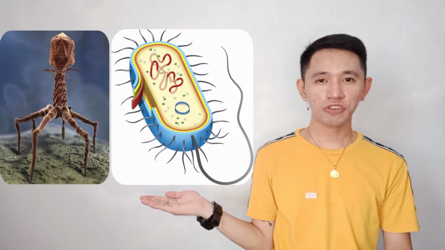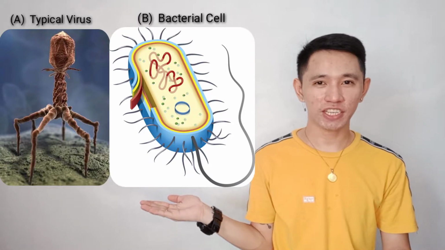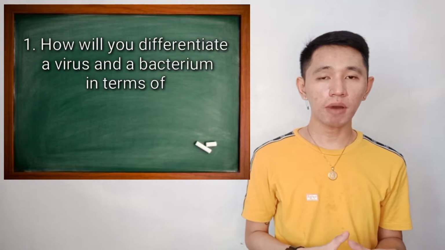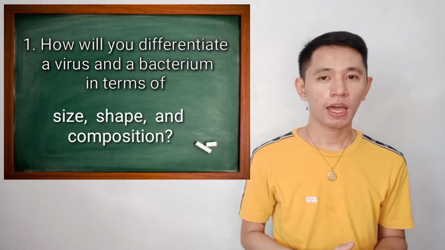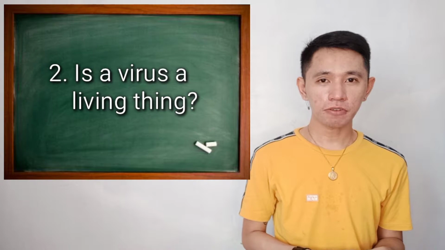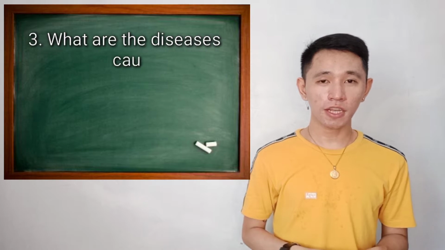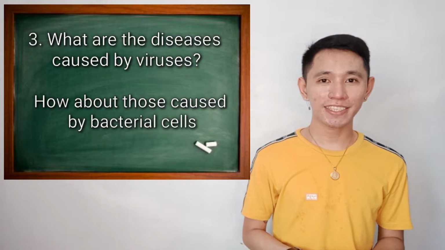We will begin our study on viruses and bacterial cells by performing a simple activity first. Given the illustration of a typical virus and a bacterial cell, you must answer the following questions. First, how will you differentiate a virus and a bacterium in terms of size, shape, and composition? Number 2, is a virus a living thing? Number 3, what are the diseases caused by a virus, and how about those caused by bacterial cells?